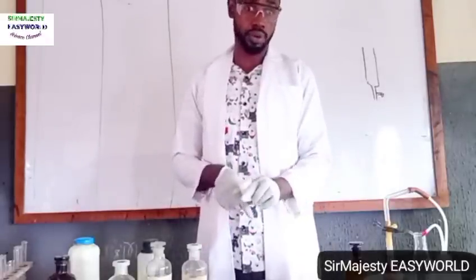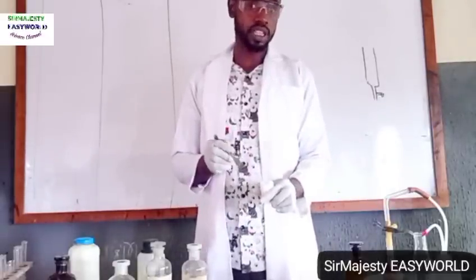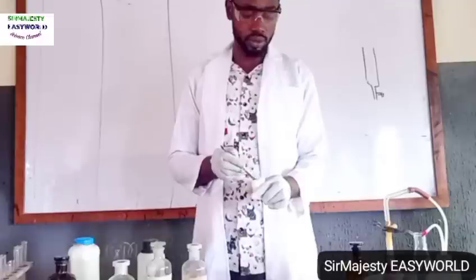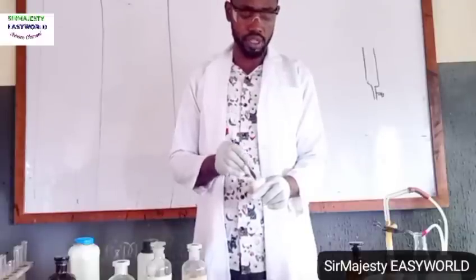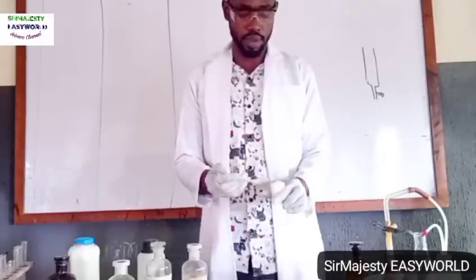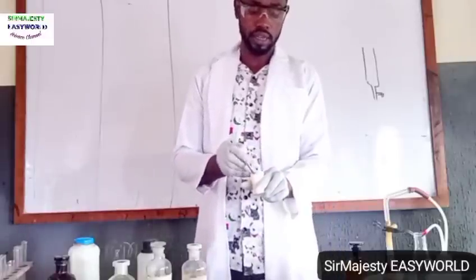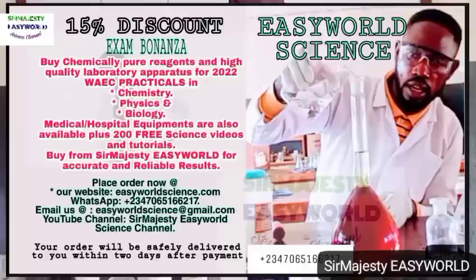Remember, aluminium chloride when pure is white, but when contaminated by iron at all, it turns yellow. So don't be surprised if you see your own a bit yellowish. That means it is now contaminated by iron, but the pure one should be very, very white crystal. So remember to buy from Some Majesty Easy World. I supply, I sell all these things.